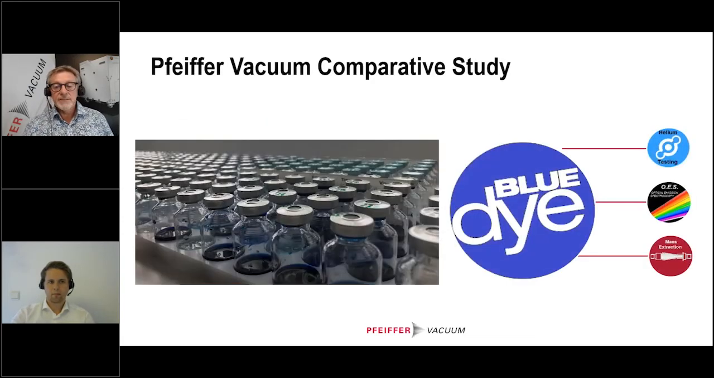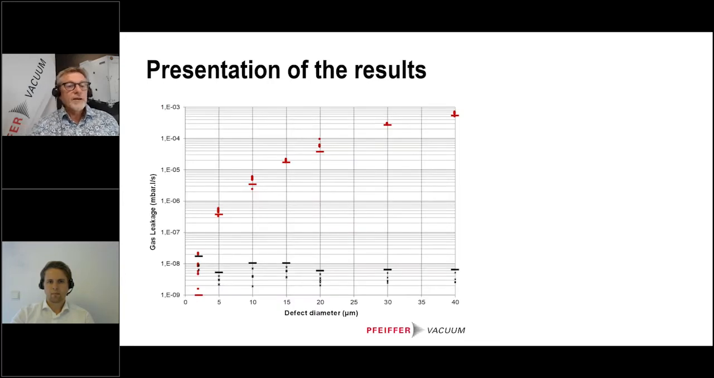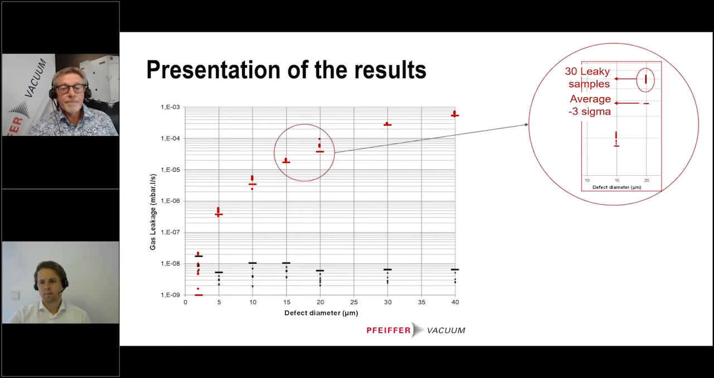Let's go for the results of the study, and I will show you a different curve corresponding to the different measurements for the different technologies. So let's take a few seconds to explain the graph you will see on the next slide. On this graph you see the gas leakage in millibar liter per second versus the defect diameter. And the red dots correspond to the 30 leaky samples for one given diameter. For example, 20 micron, you have these 30 measurements here.